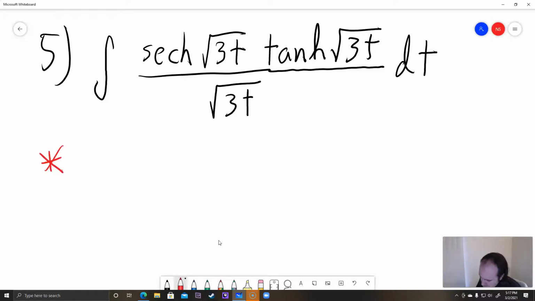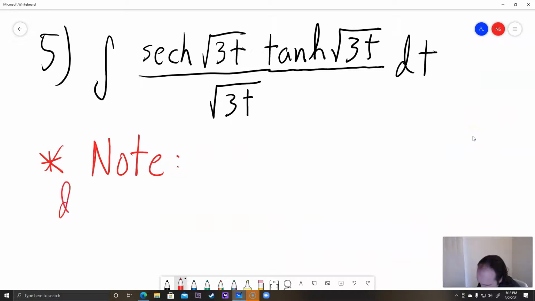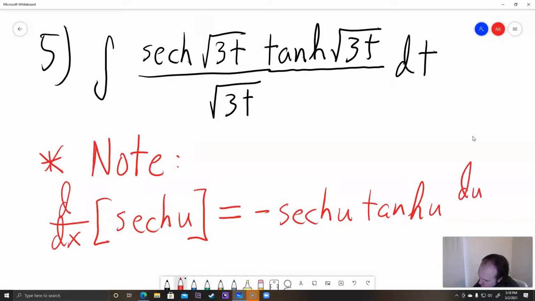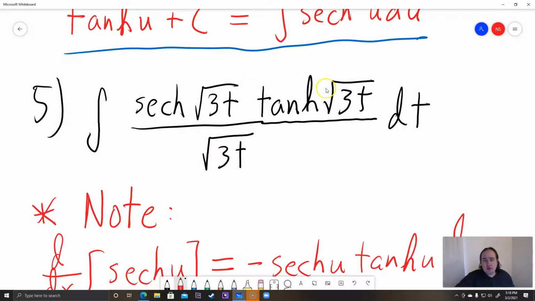Okay, so note from your formula sheet, we know that the derivative of sec of u equals negative sec of u tanh of u du/dx. Okay, so d/dx of sec of u equals negative sec of u tangent of u du/dx. But the problem with that is we need the integral, right? We actually need the integral of sec of u, tangent of u, du. And then the root 3t will get canceled out when we do the u substitution, so we're not going to worry about this right now.